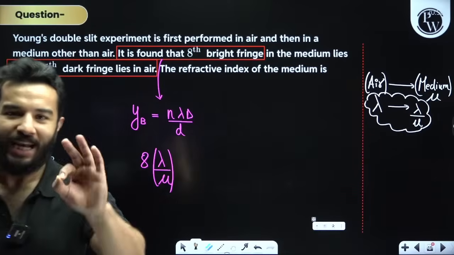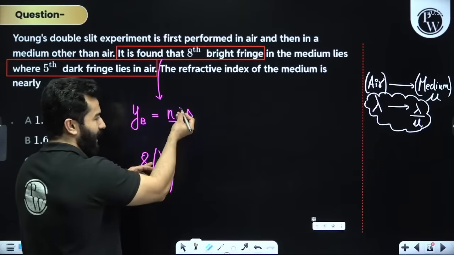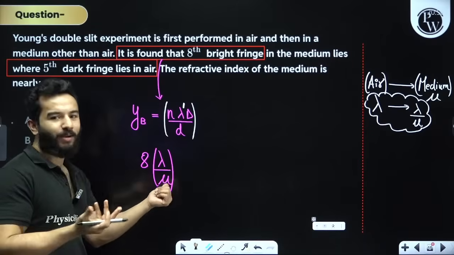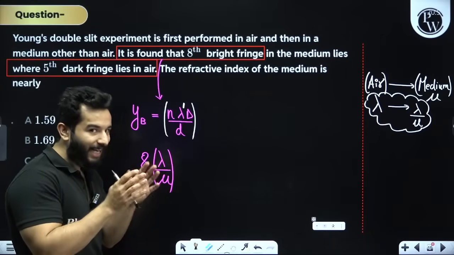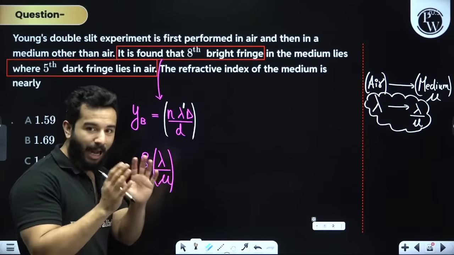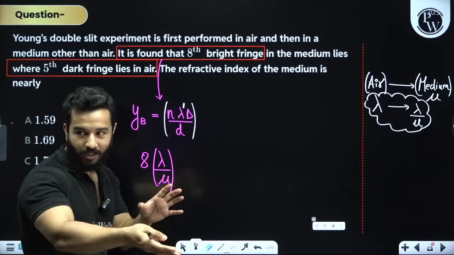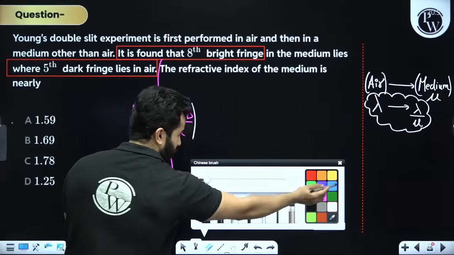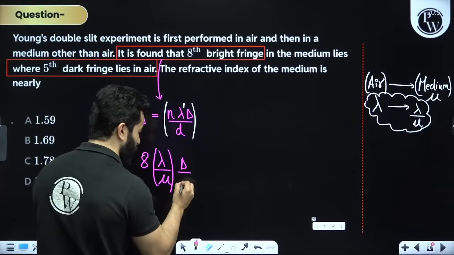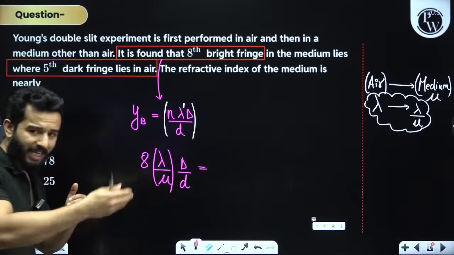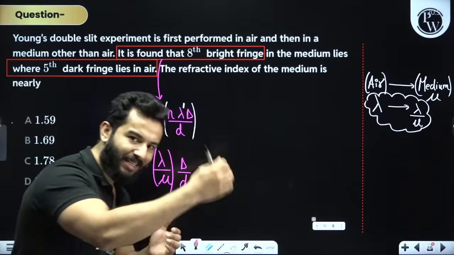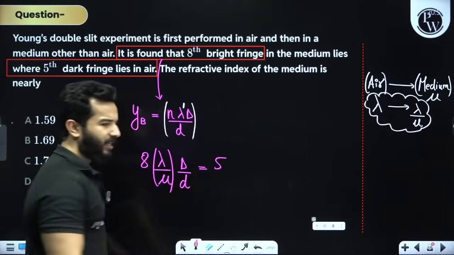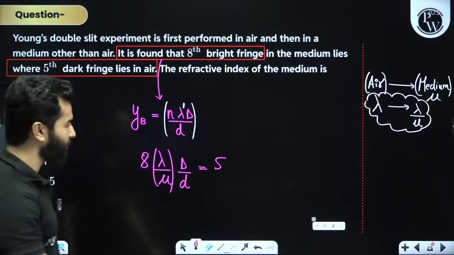Instead of lambda dash, I should have written lambda dash, right? This is for bright, but I am writing it as lambda by mu. Other than lambda, nothing is getting changed. Capital D and small d are not going to change in another medium, by the way. So lambda divided by mu, capital D divided by small d is equal to this; it coincides. That means it happens to be at the same point as the 5th dark fringe. So the 5th dark fringe is again 2n plus 1 lambda by 2, right?